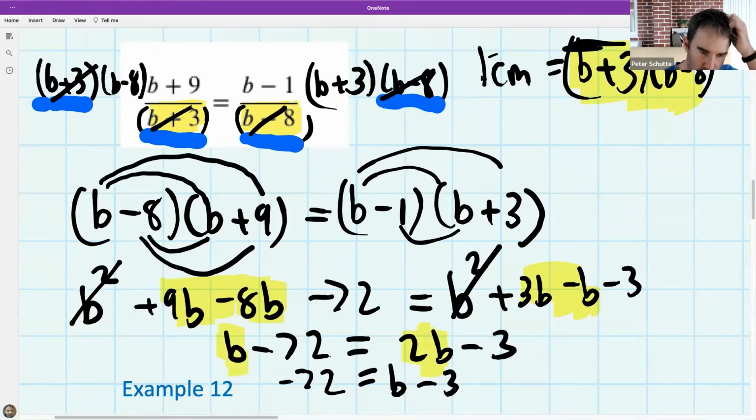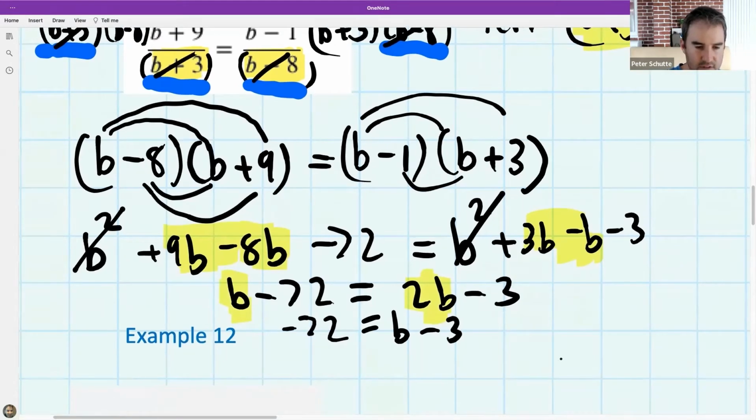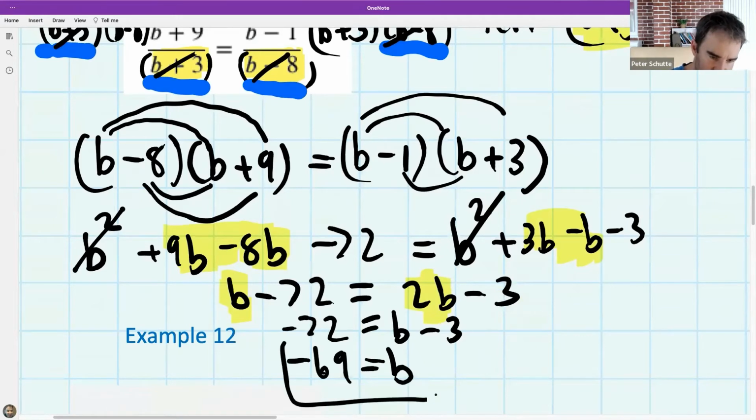Make sure I'm not doing this too fast here. And then I'm going to add 3 to both sides. And I get minus 69 is B. And I do think I saw that answer somewhere in the chat. So you're on the money, guys. Well done. That was a tough question, to be honest.